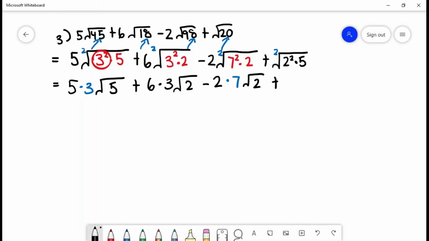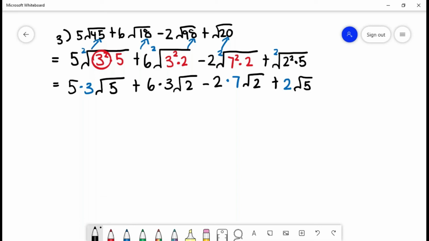And finally, we have 2 squared times 5. As you can see, we have 2 squared and 5. We have 2 2's, 1 5. The root index is 2. So we know that for every group of 2, 1 will coexist on the outside of the radical. And we have 2 2's, so I'm just going to write 2 on the outside. And we have just 1 5 remaining on the inside.